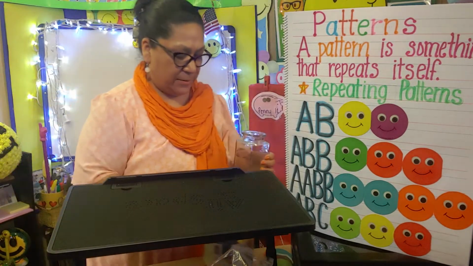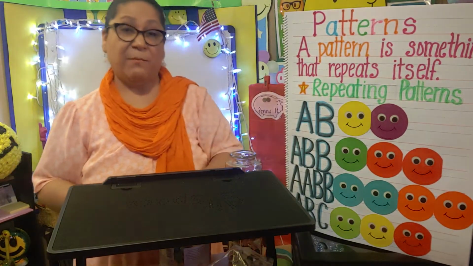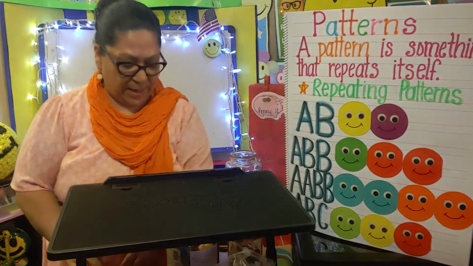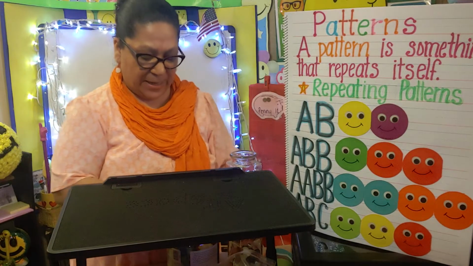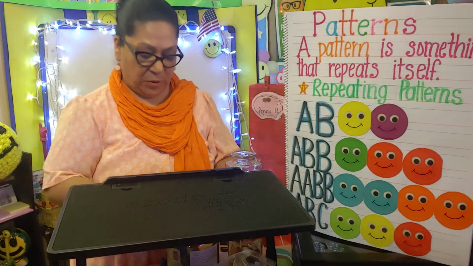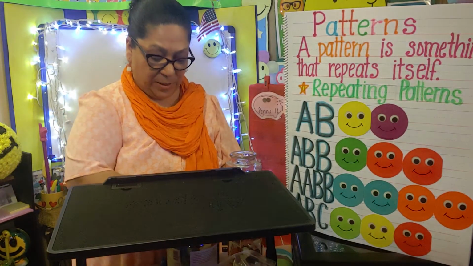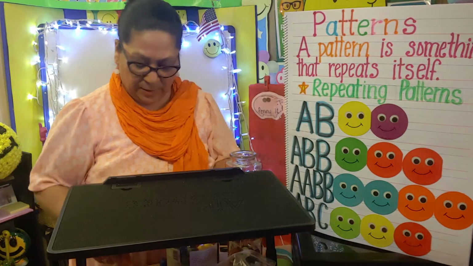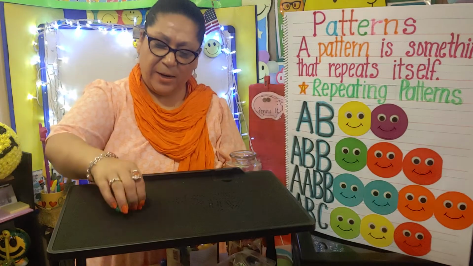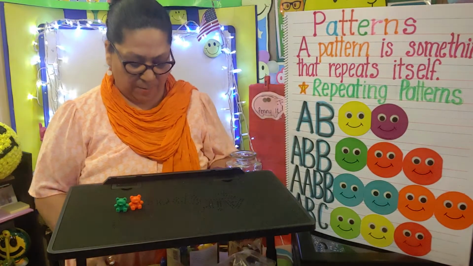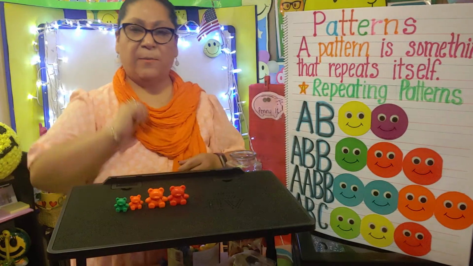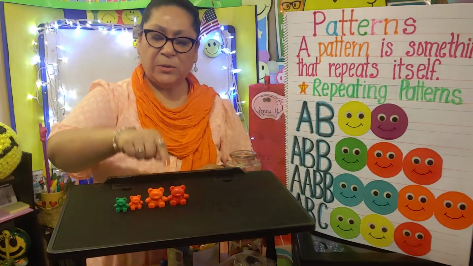Well, here I have some little bears, medium bears, big bears. I'm going to use the little ones and the big ones to make the AABB pattern. Let's say the little ones are the AA. Now remember, this time we're not using colors, we're using just the size. The little bear is going to be A, another little bear, A. So we say A, not big bear. B. So we have two little ones, two big ones.